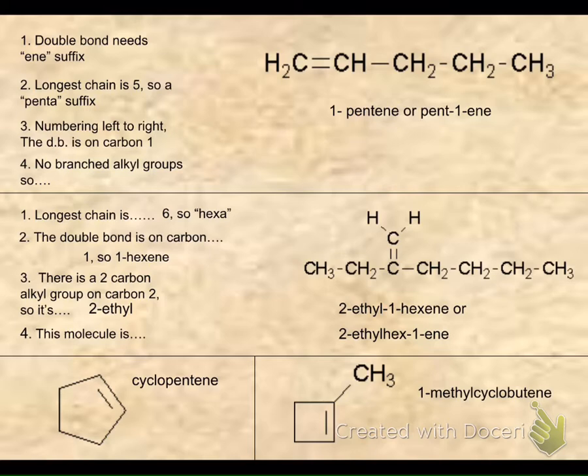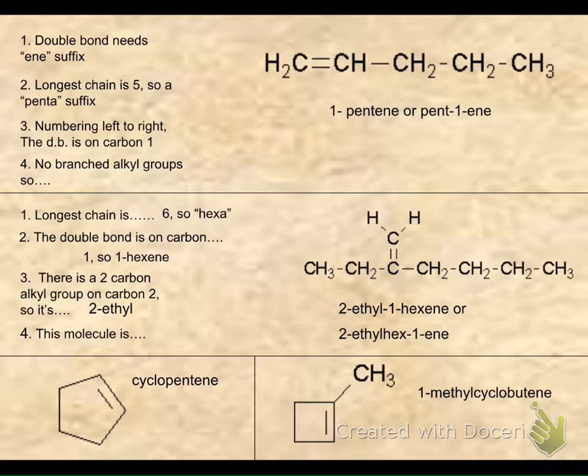Now, we have an additional problem with this one in that we have a branch coming off carbon number 2. This again is the 2 carbon branch. It's an eth. So this is ethyl coming off carbon 2. So our full name for this compound is 2-ethyl-1-hexene.